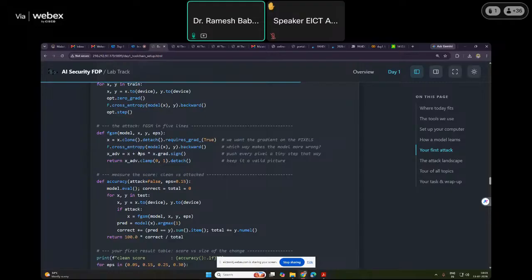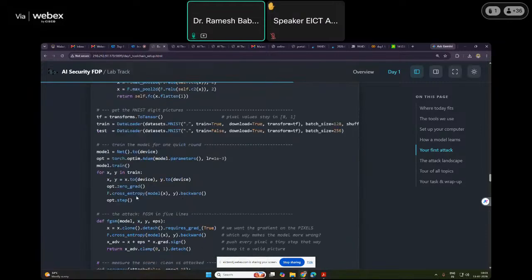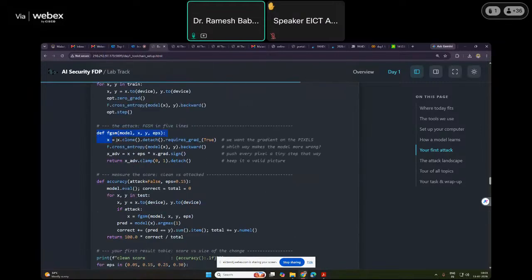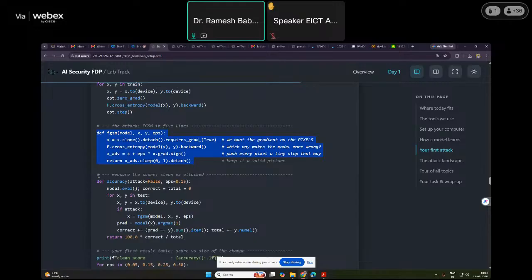You can also implement this attack with the help of a library, which is torch attack. This is a simple one line implementation. What you're going to do is, from torch attack import fgsm, and x of adversarial encapsulated in the fgsm function, and you can specify whatever the epsilon is. Since we are doing hands-on, I have given you a code snippet showing exactly how you can manually implement this attack.